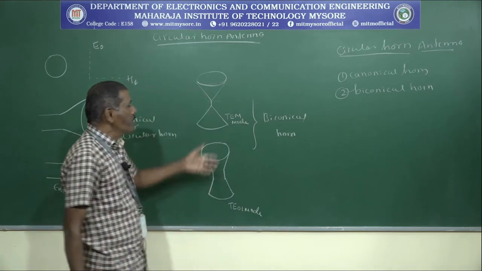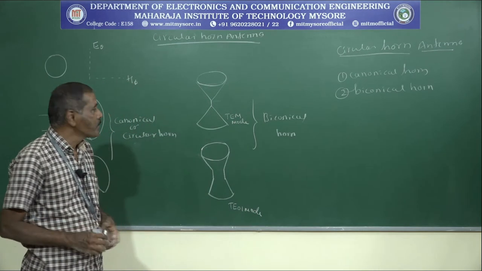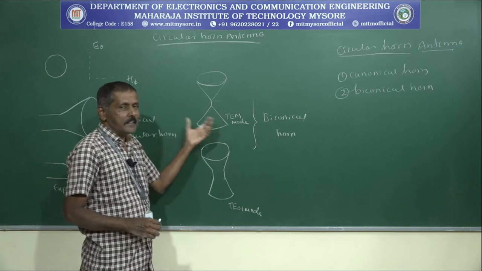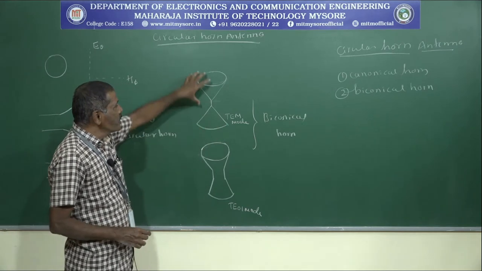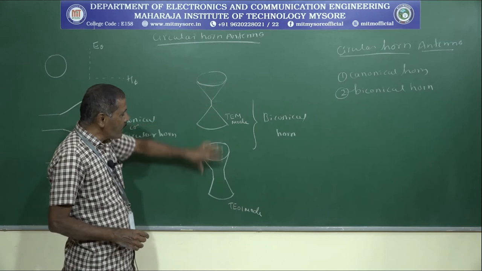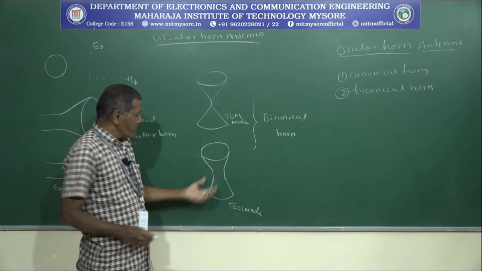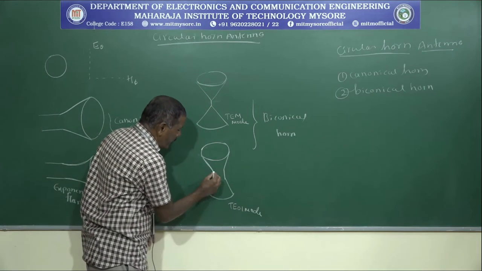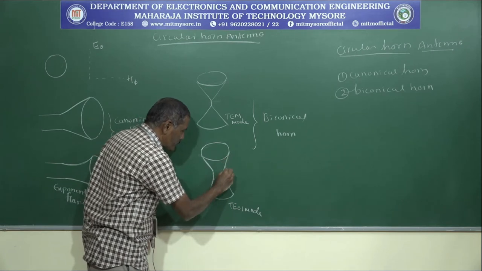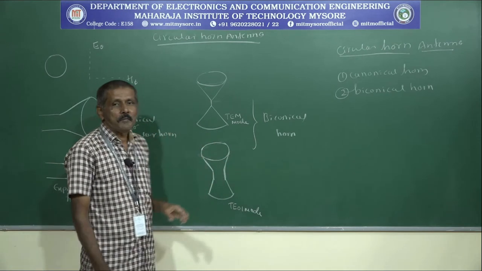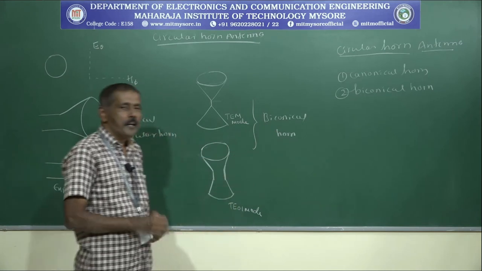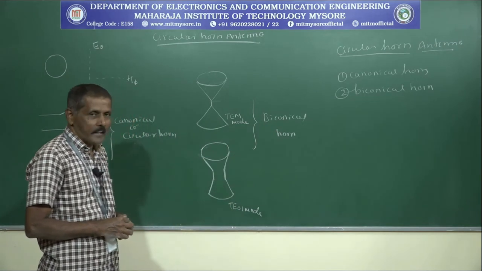And in the biconical forms, the antenna looks like this. In the straight biconical form, the antenna is looking like this. And in the exponential form, the antenna looks like this. And such types of horn antennas are called biconical horn antennas.